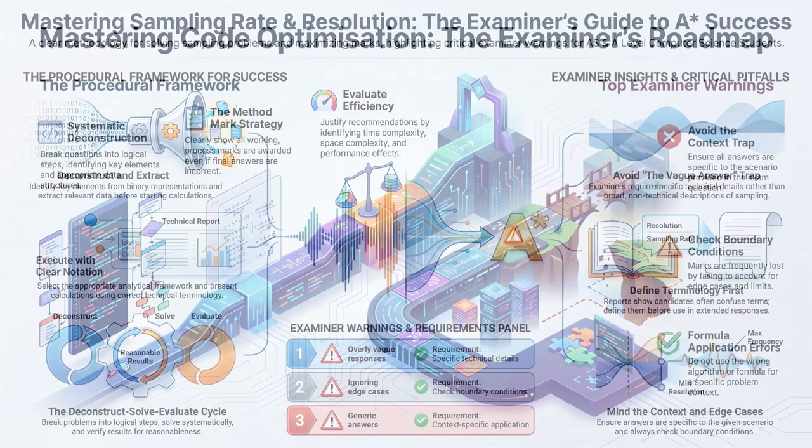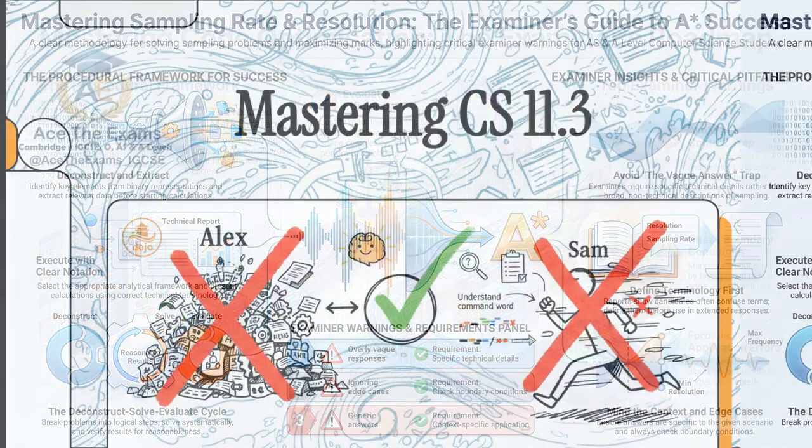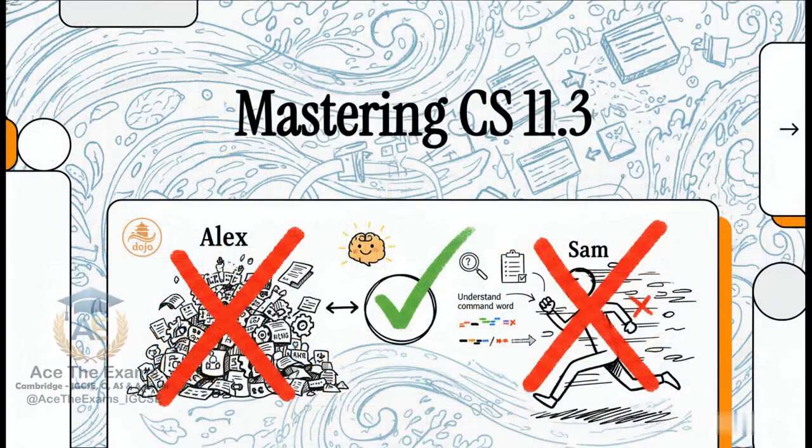All right, let's jump right into this explainer and step inside the examiner's dojo. Welcome back, everyone. I'm your host, your resident strategist, and Cambridge expert. Today, we're going to completely master Cambridge Syllabus 9618. Specifically, we are zoning in on Section 11.3, Structured Programming.